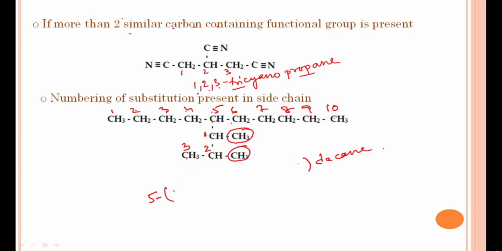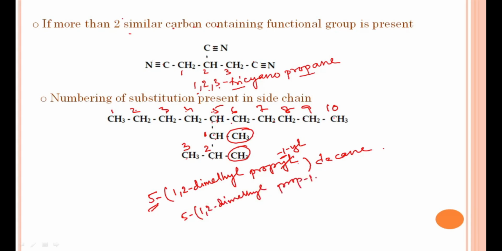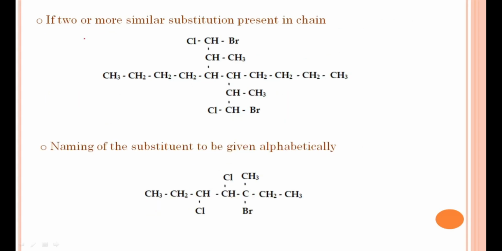So this is 1, 2-dimethyl. This is a propyl group. Now in the propyl group, the first carbon atom is attached with this carbon atom. So here we have to write prop-1-yl. So here one thing you just concentrate. Denoting the 5 here, we have mentioned that with the fifth carbon atom, substitution is present. By giving this 1, we are representing that in the side chain, number 1 carbon atom is attached with the main chain. Okay, so what will be the name? 5-(1,2-dimethylprop-1-yl)decane.